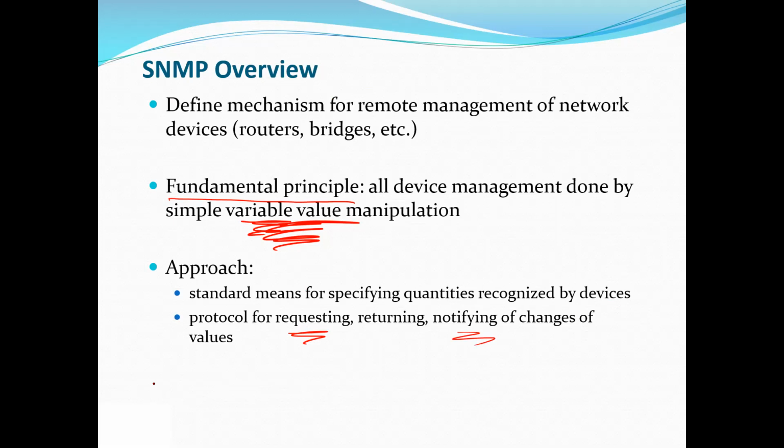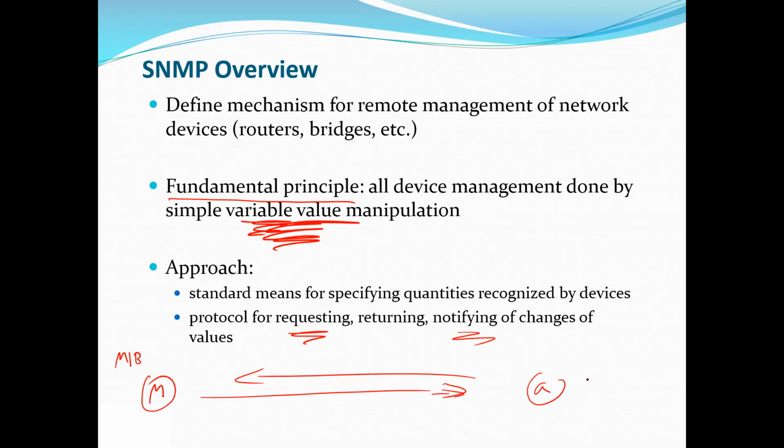So basically, it's like the how. You have a manager and an agent, and first you need to figure out the how, which is the questions, and then the what. And the what is defined by the MIB for that device. So if this is a printer, Hewlett-Packard, then printer, Hewlett-Packard, whatever the model is.